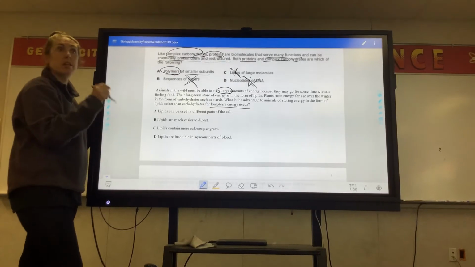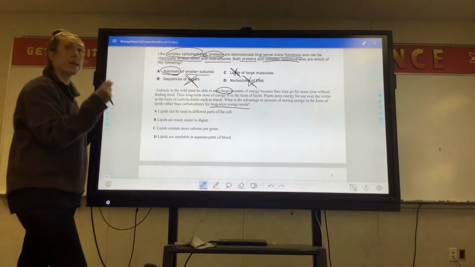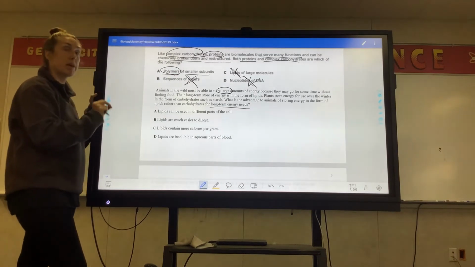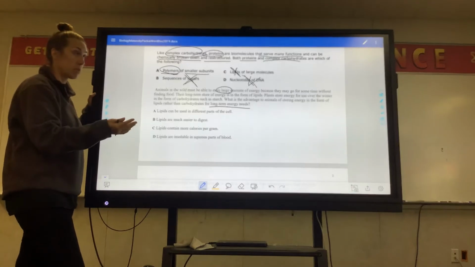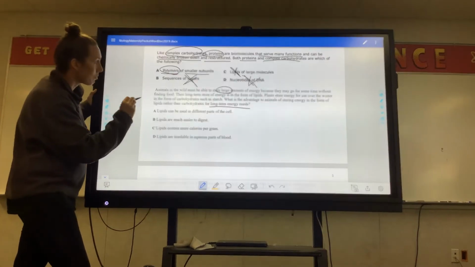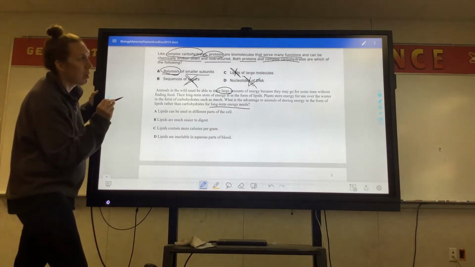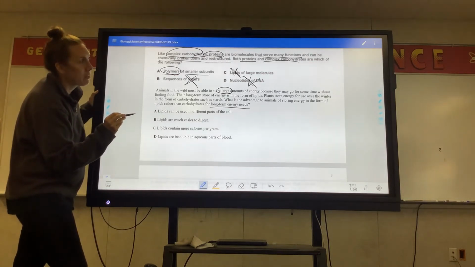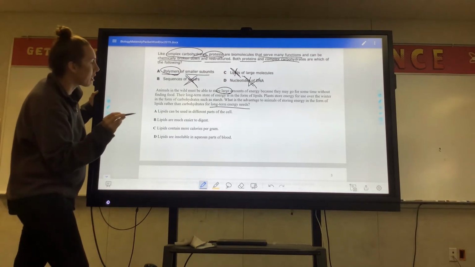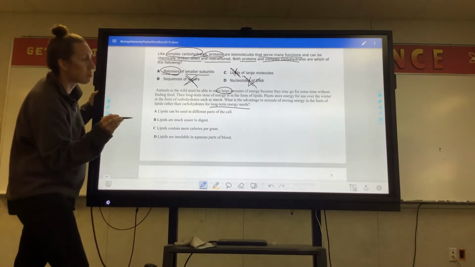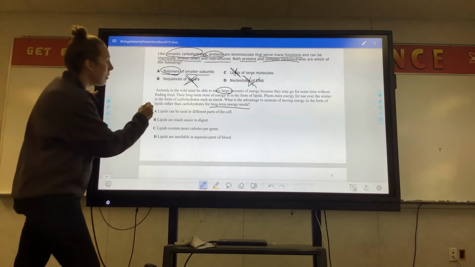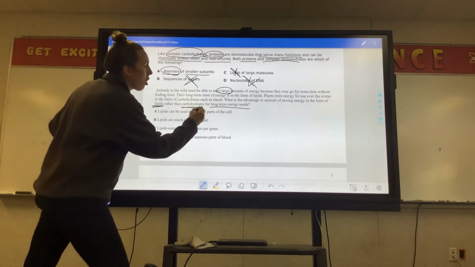Stored energy, lipid. That's what comes to mind. Quick energy is carbs, stored energy is lipid, building is proteins, DNA is nucleic acids. Their long-term store of energy is in the form of lipids. Plants store energy for use over the winter in the form of carbohydrates such as starch. What is the advantage to animals storing energy in the form of lipids rather than carbs for long-term?